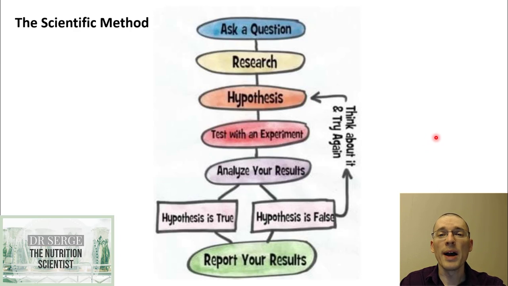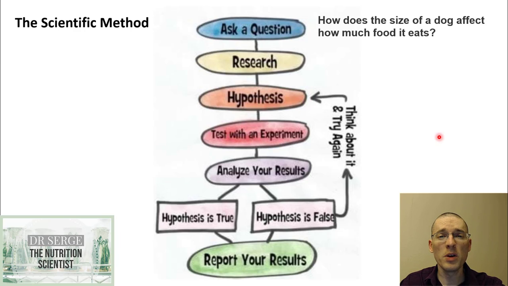The first step is to ask a question. It could be a really simple question. For example, how does the size of a dog affect how much food it eats? As we have a question, we can research the question and come up with a hypothesis. The hypothesis could be simply that big dogs eat more food than smaller dogs.